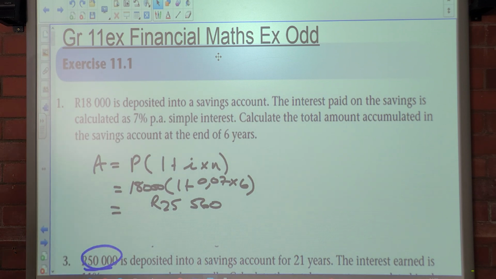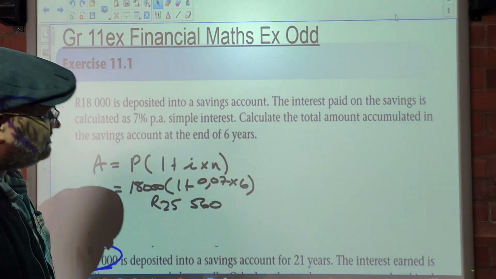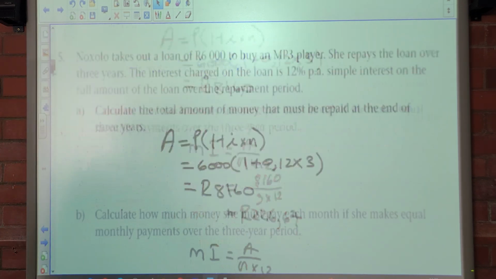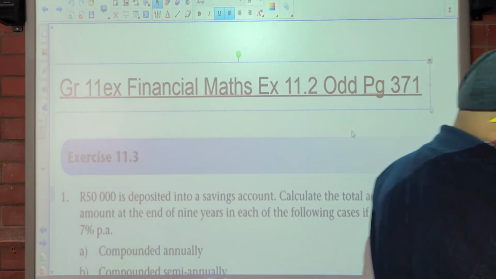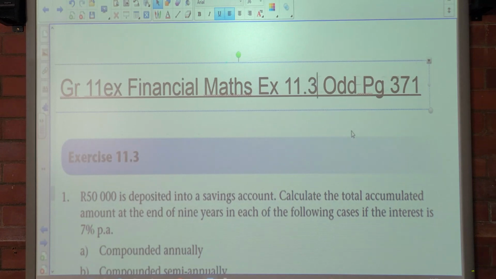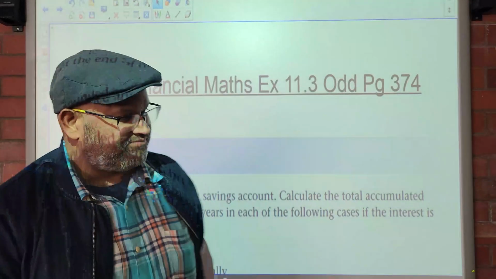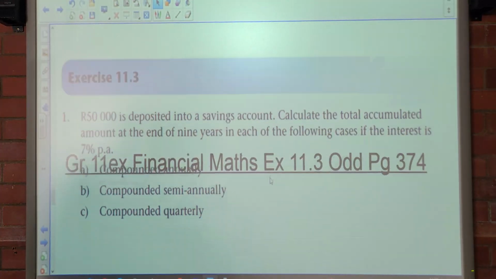So today we're looking at exercise 11.3. Is that correct? 11.3, which is the odd numbers we're looking at. And this is on page 374. Right. Let's go.